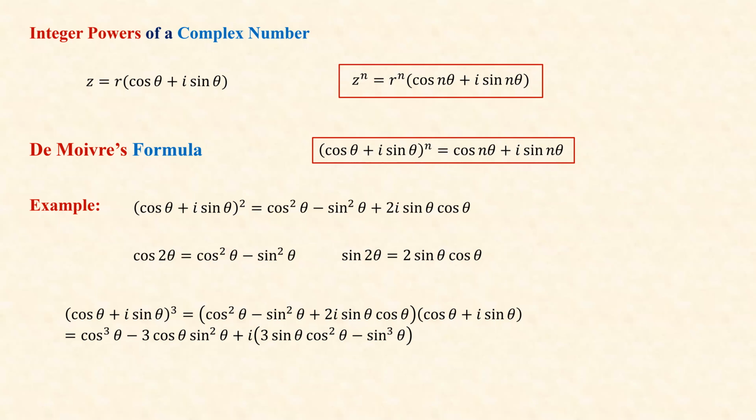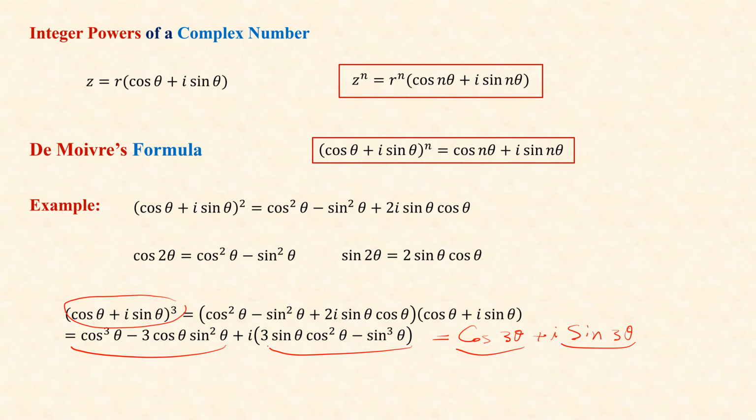And because this again is equal to cosine of 3 theta plus I sine 3 theta, then this should be equal to that, and sine 3 theta should be equal to that, which are two identities that we know from before. So we can derive those identities here.